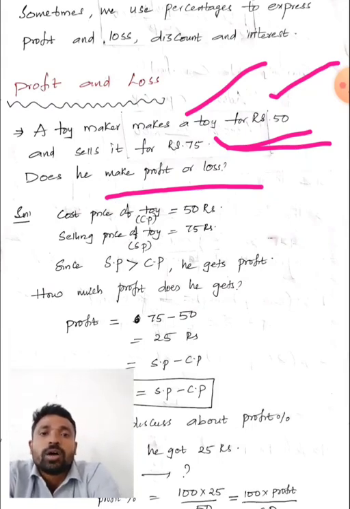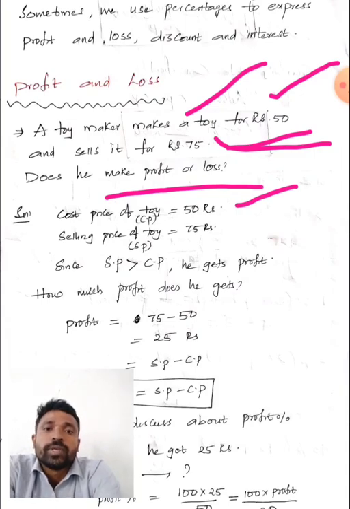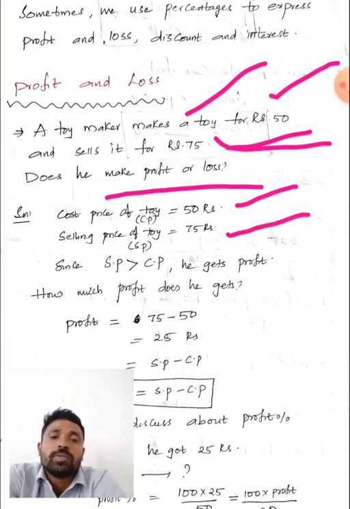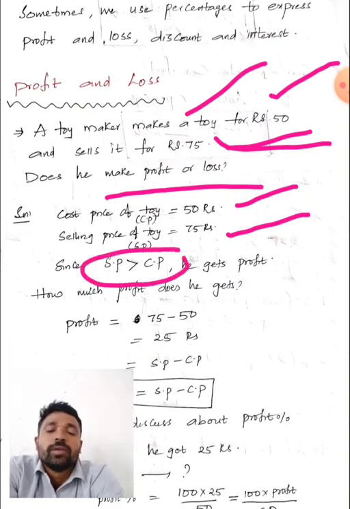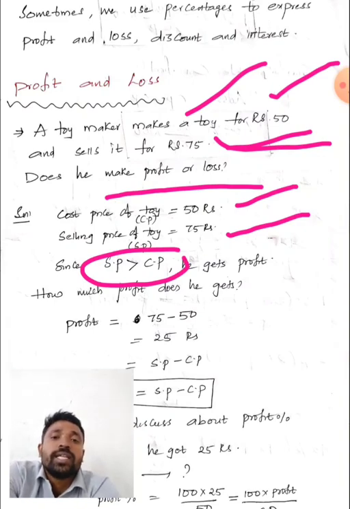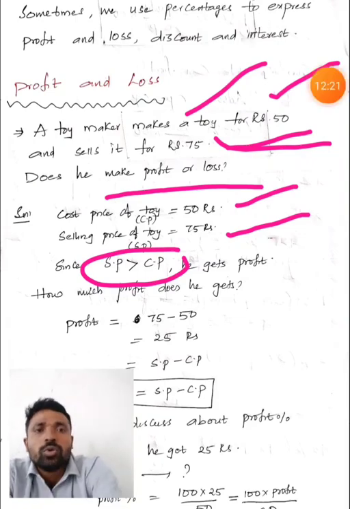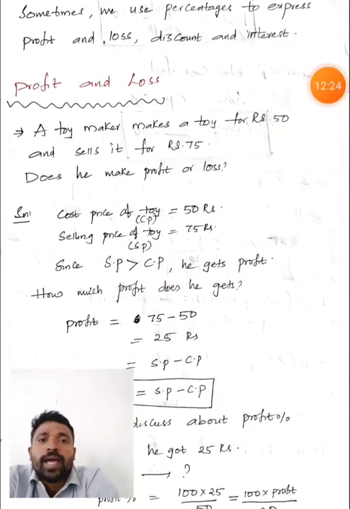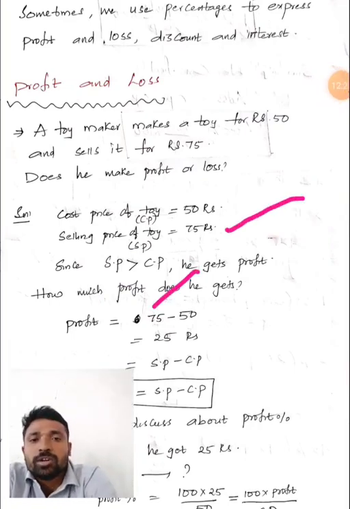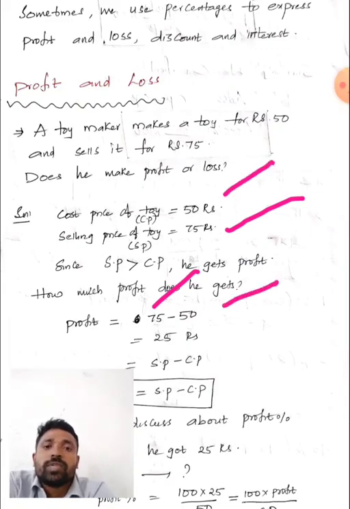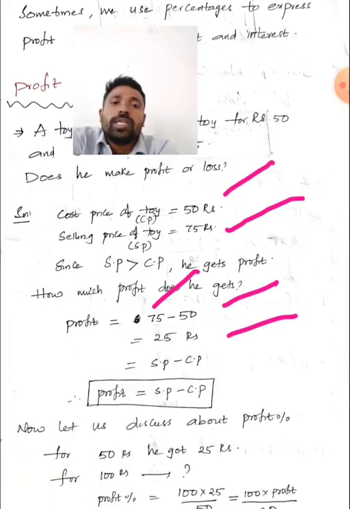Here the cost price of the toy is 50 rupees and the selling price of the toy is 75 rupees. Means he is selling that item for more money. Means here SP is greater than CP. Whenever selling price is greater than the cost price, automatically he will get a profit. How much profit is he going to get here? He is selling it for 75 rupees minus manufacturing cost of 50 rupees. 75 minus 50 is 25 rupees. So at last he is getting a profit of 25 rupees.